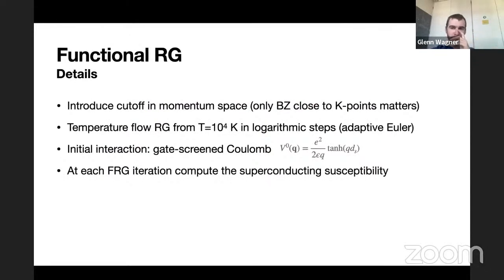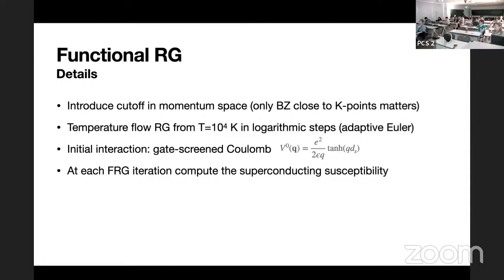Just to give a little bit more specific details, we importantly work with the so-called temperature flow RG. So this cutoff scale we set equal to the temperature, so that flowing this RG is essentially equivalent to going down and down in temperature until at some temperature you end up with an instability, and that's where you have TC.